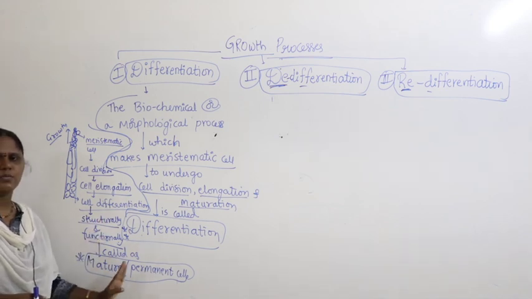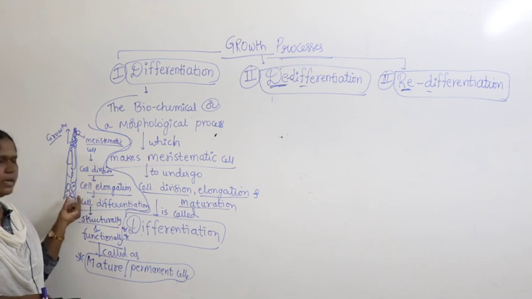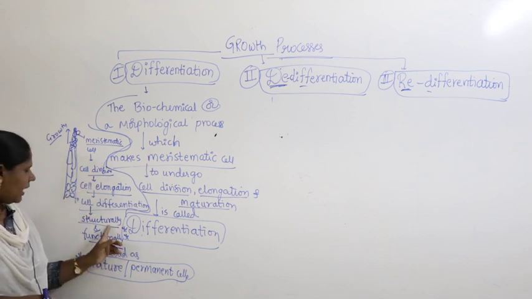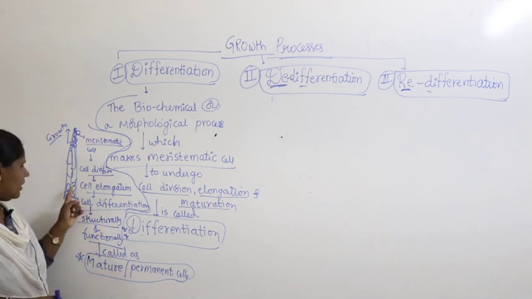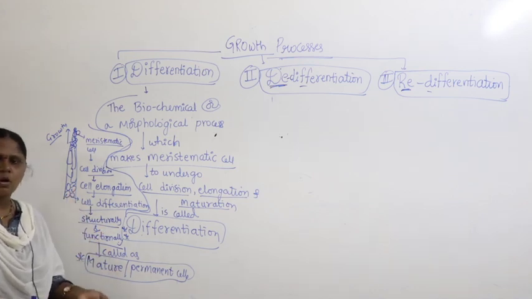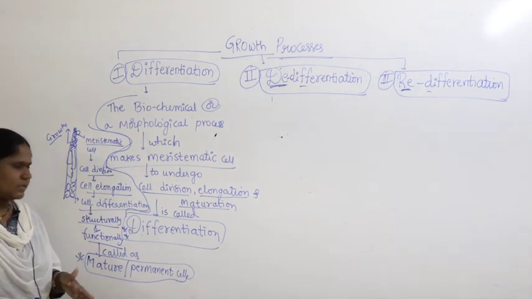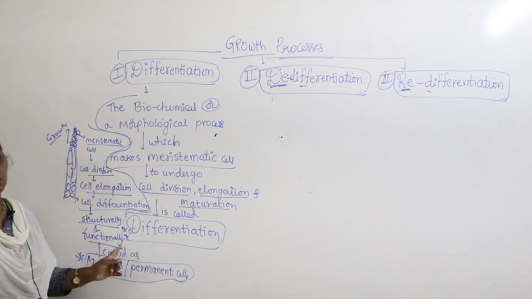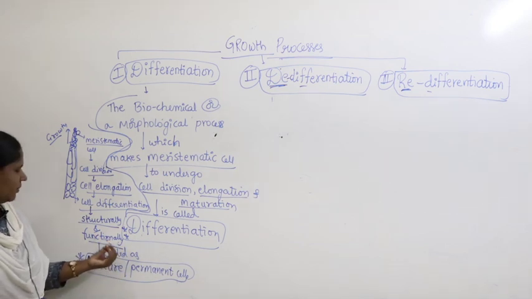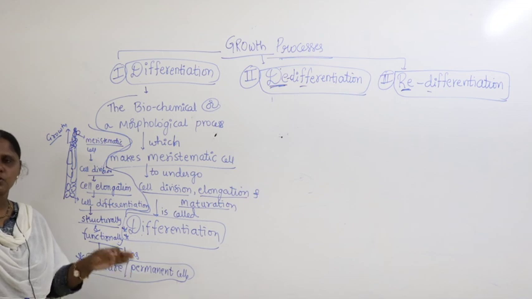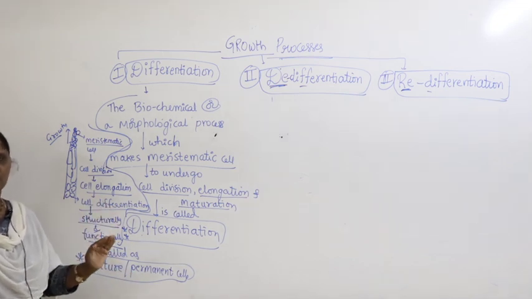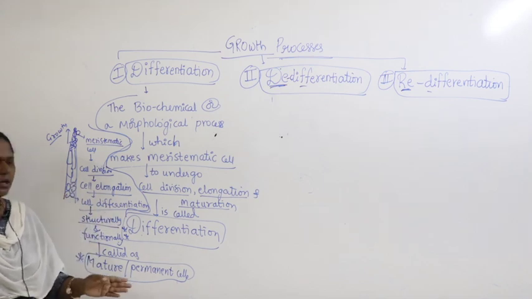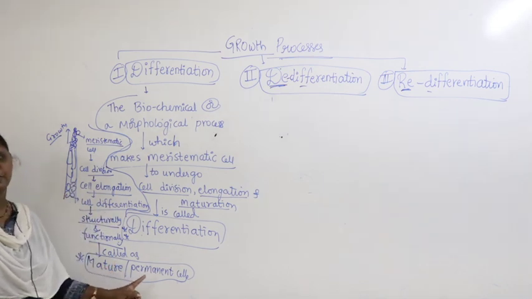What are mature cells and permanent cells? Every cell structurally and functionally will get differentiated. Structurally it may become a parenchyma cell, or a collenchyma cell, or a sclerenchyma cell, and functionally also. Functionally means here what happens? Every cell is assigned to do a specific function, and when cells are completely developed structurally and functionally, they are called mature cells or permanent cells.